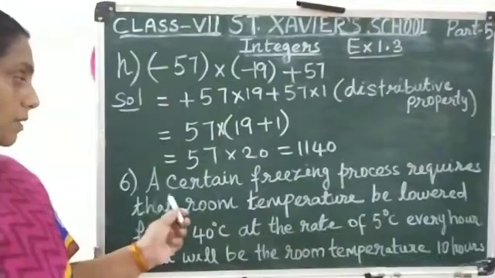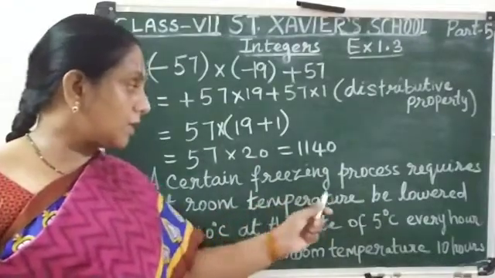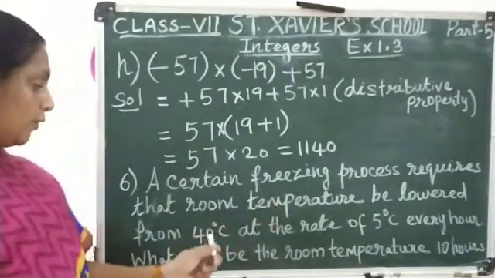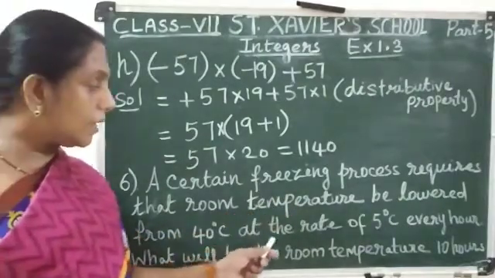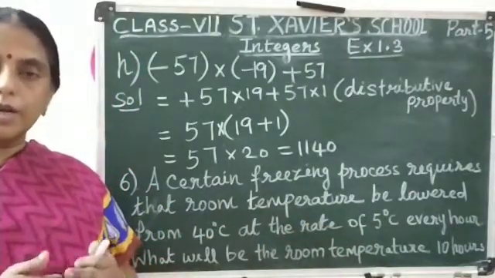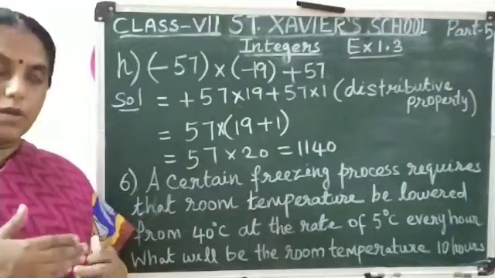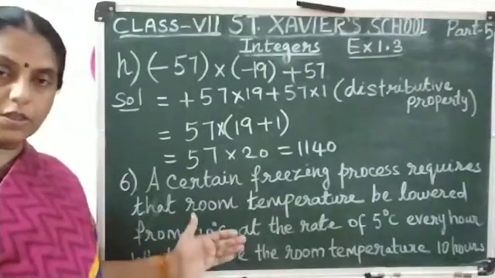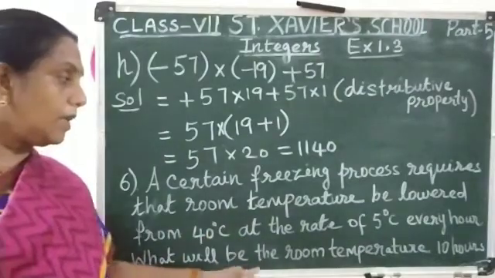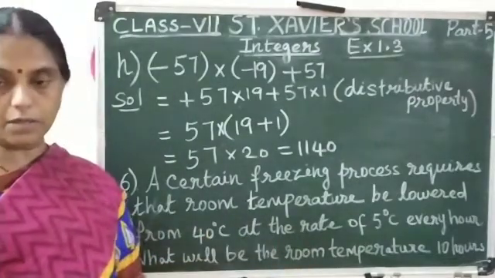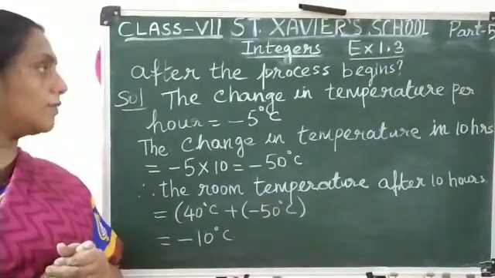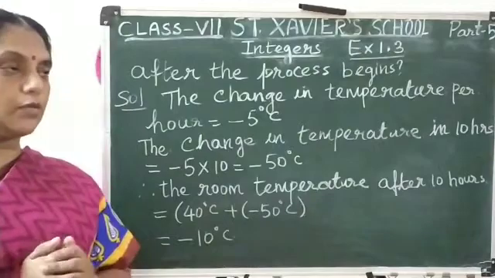Now question number 6. A certain freezing process requires that room temperature to be lowered from 40 degrees Celsius at the rate of 5 degrees Celsius every hour. In 1 hour, it will be reducing 5 degrees Celsius from 40. Then it will become 35. Then again 30. Like that it has to reduce. What will be the room temperature 10 hours after the process begins? After the 10 hours, you have to find out.